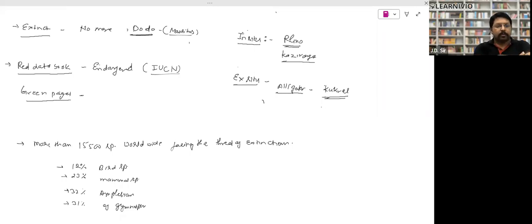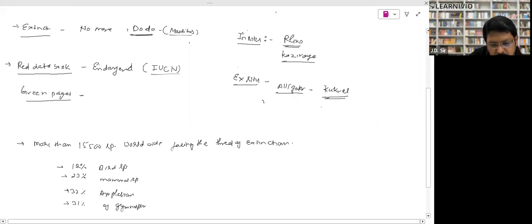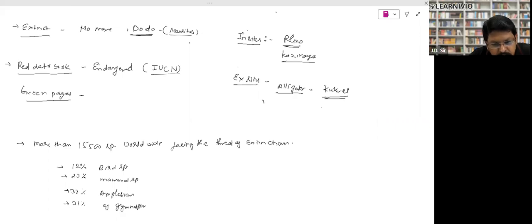Ex situ conservation is, like, ex situ and in situ are the conservation of habitats. In ex situ conservation, the conservation is out of their habitat, and very good. In situ, the conservation is inside. For example, in situ can be botanical gardens. Very good, very good. Good, good.